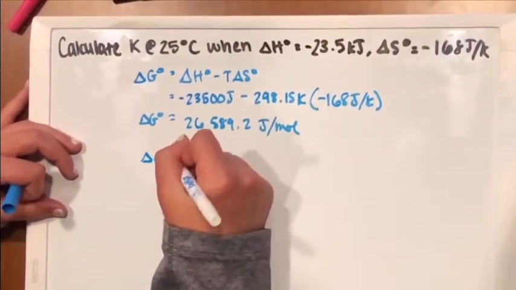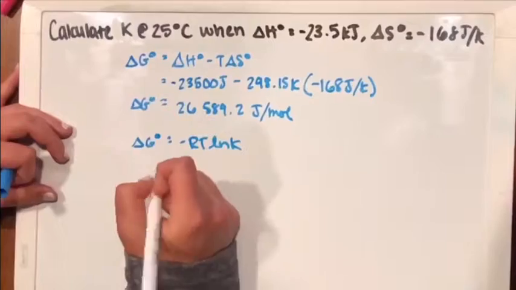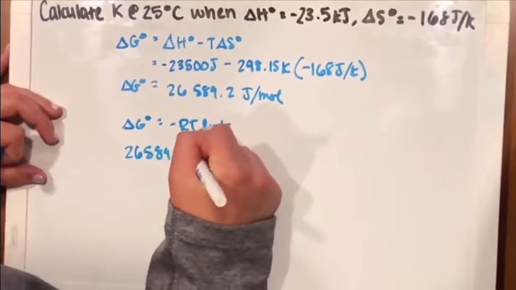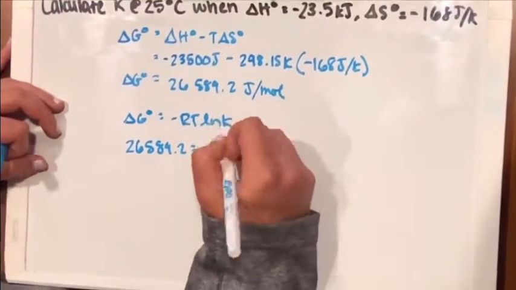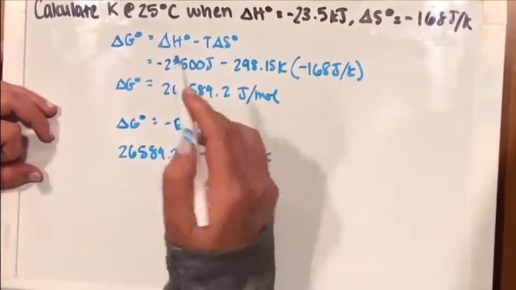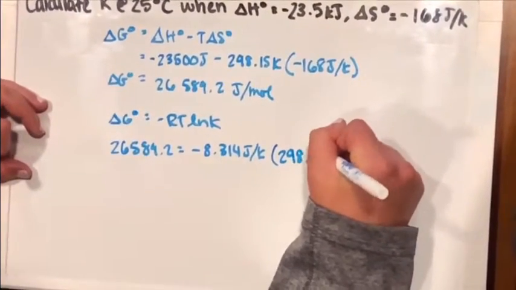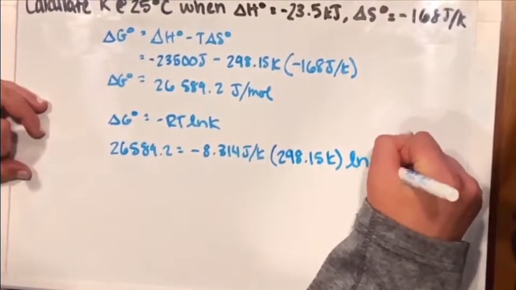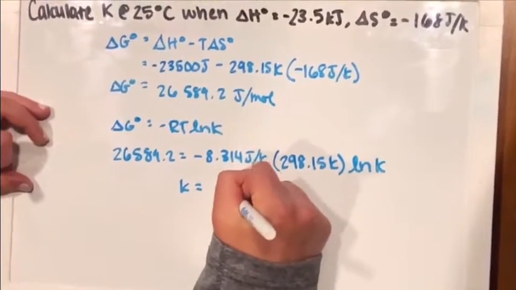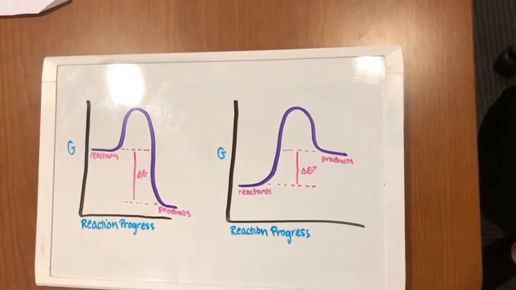So you use the equation delta G naught equals negative RT ln K. You plug in the value solved for delta G in the previous equation, and then you use the ideal gas constant for R. So that's 8.314 joules per Kelvin. And then the temperature is the same as the one we used in the previous problem. So 298.15 Kelvin. And then K is your unknown. So once you plug all of these values into your calculator, K is equal to 2.20 times 10 to the negative fifth. So why do we care about delta G anyway?